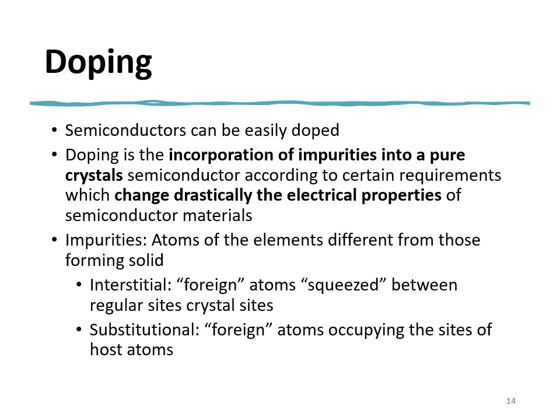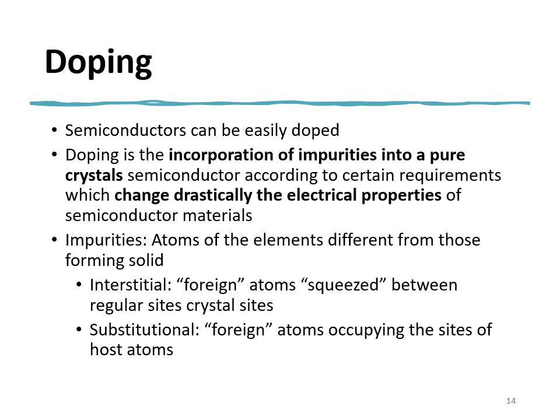Doping. What is doping? Semiconductors can be easily doped. Doping is the incorporation of impurities into a pure crystal semiconductor according to certain requirements, which change drastically the electrical properties of semiconductor materials.